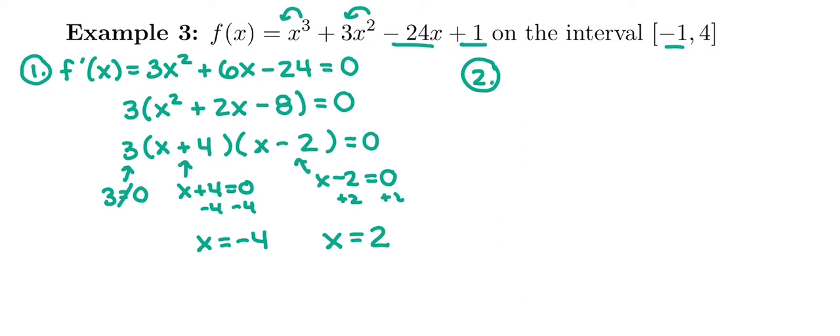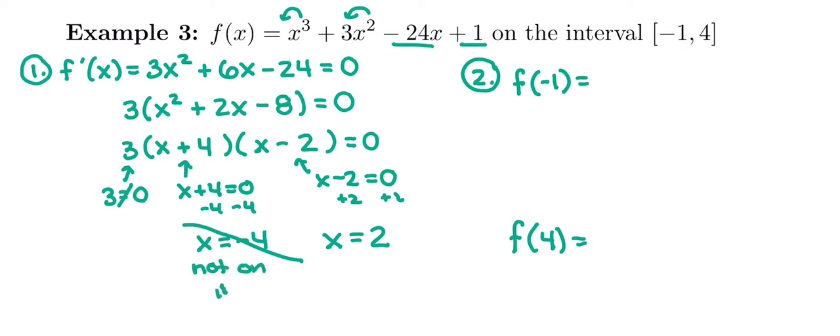So I'm going to plug in my lower endpoint first, f of -1, into the original function. And then I'm going to plug in f of 4, my upper endpoint, and any critical number that's on the interval of interest. So first of all, we have -4. Is that between -1 and 4? No. So I'm going to cross this. I'm going to say not on the interval.